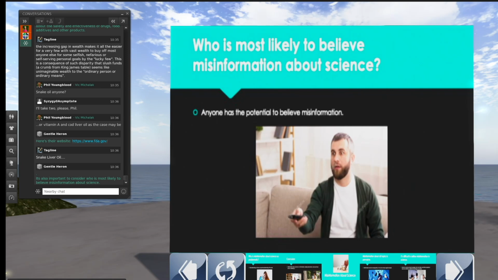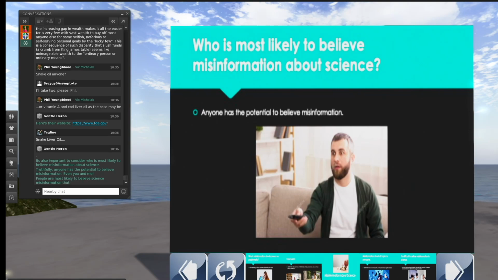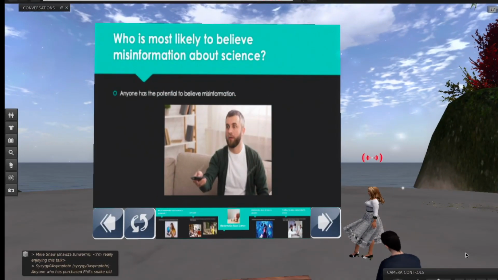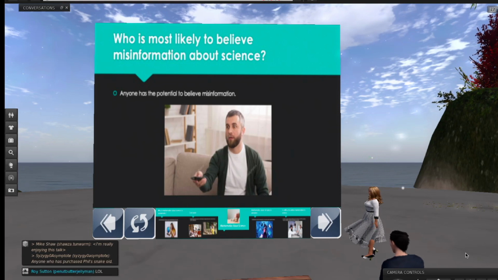So it's important to consider who is most likely to believe misinformation about science. And actually, anybody has the potential to believe misinformation. Even you and even me. People are most likely to believe science misinformation that aligns with their values and existing worldview. And I think we all believe that.